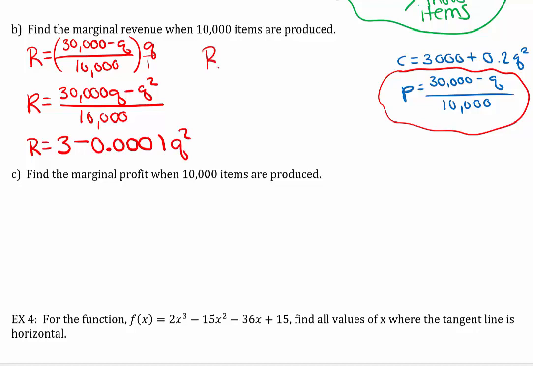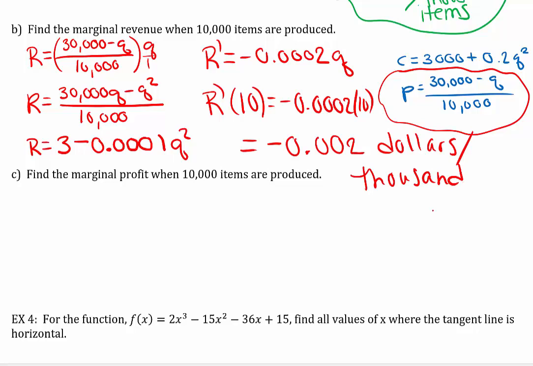The derivative of 3 is 0. And the derivative of our negative 0.0001 q squared would be negative 0.0002 q. And then finally, if I want to find out what this derivative is when 10,000 items are produced, I'm going to plug 10 into that derivative. And I end up getting negative 0.002. Again, revenue is in dollars, so this is dollars per item, or in this case, dollars per 1,000 items.